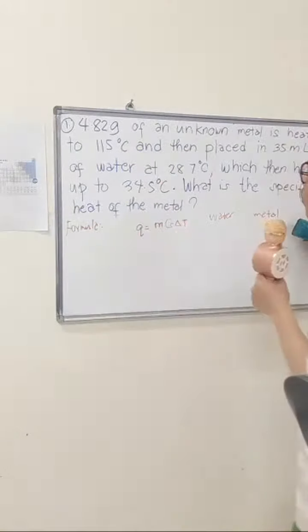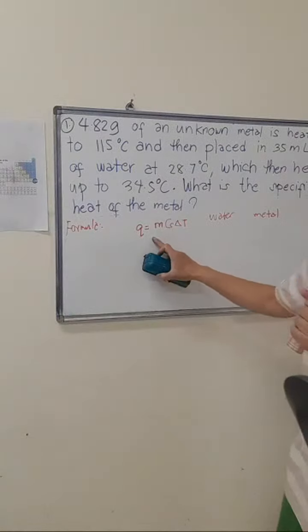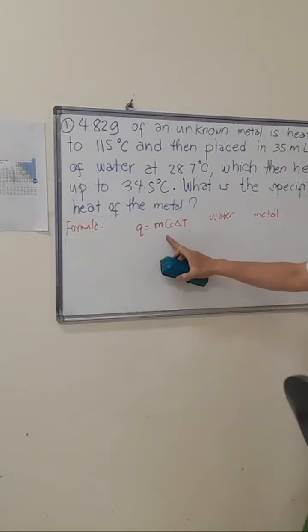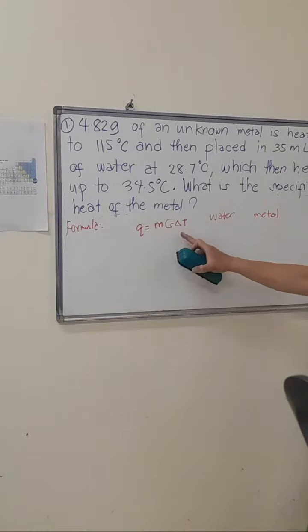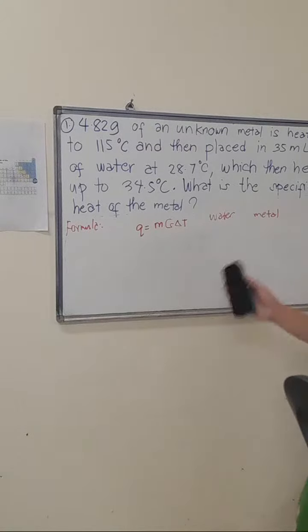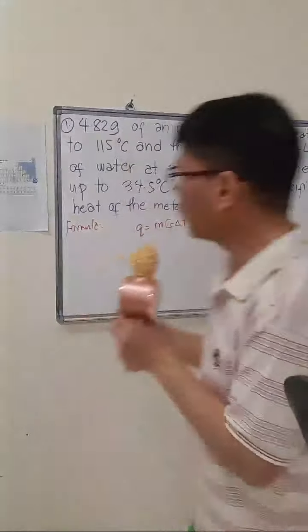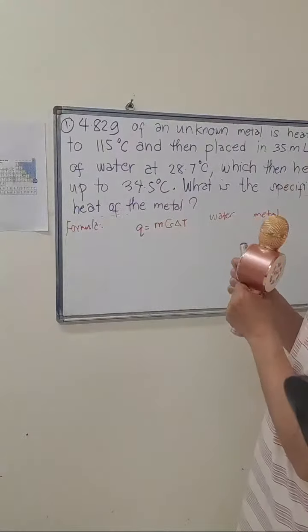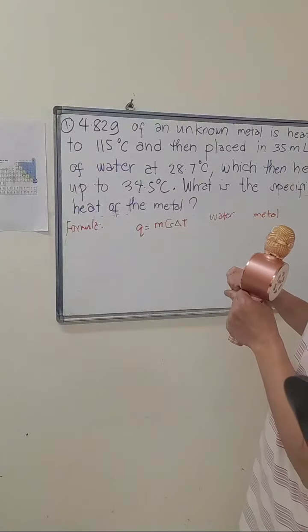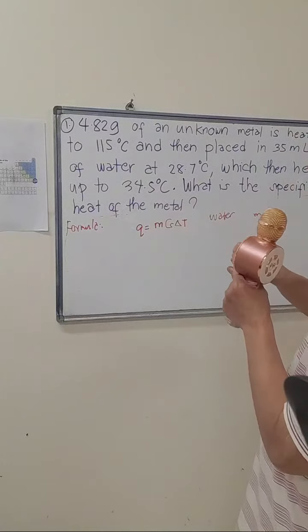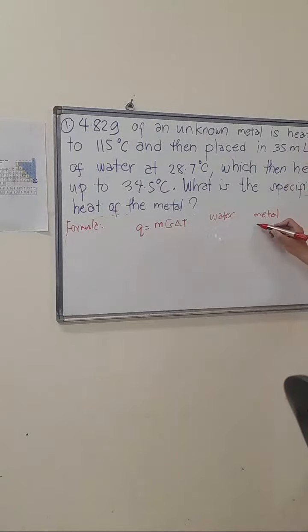Okay, the first thing to do is to use this formula. Q is equal to mass times the specific heat capacity times the change in temperature. So water first, H2O. Now, analyze the problem. 4.82 gram of unknown metal. So this is the mass of the metal. Put that here.